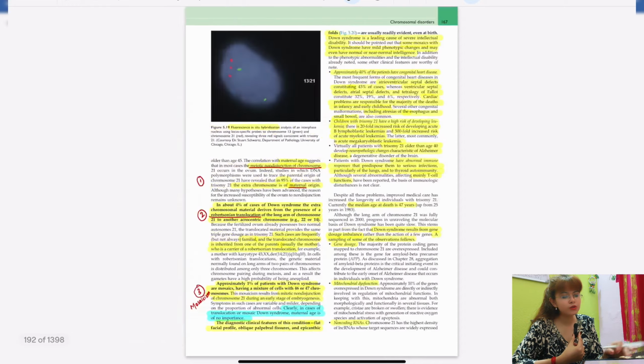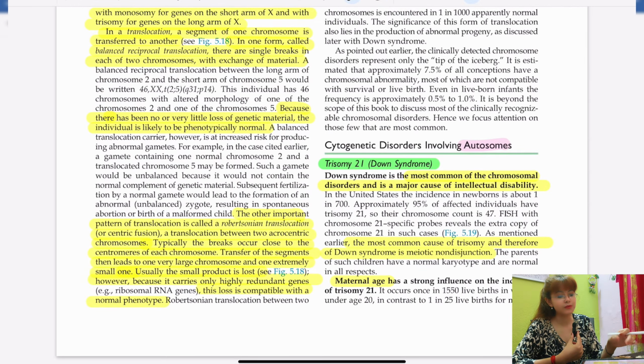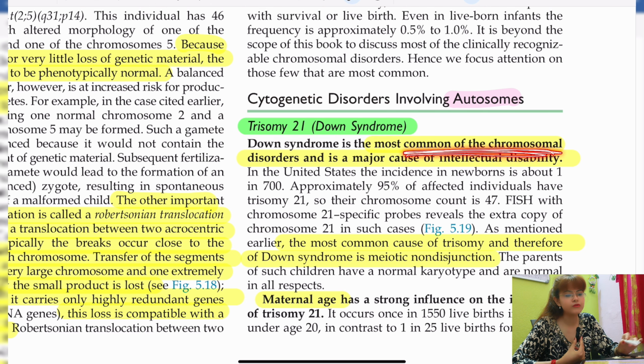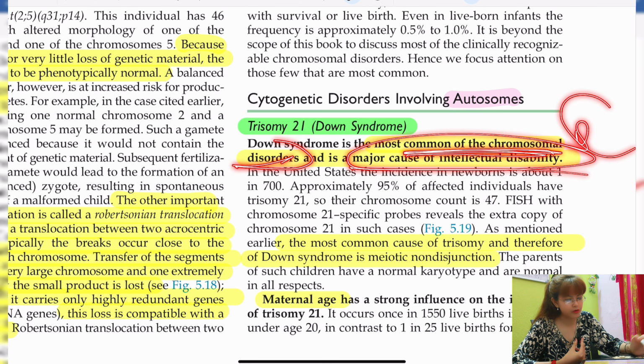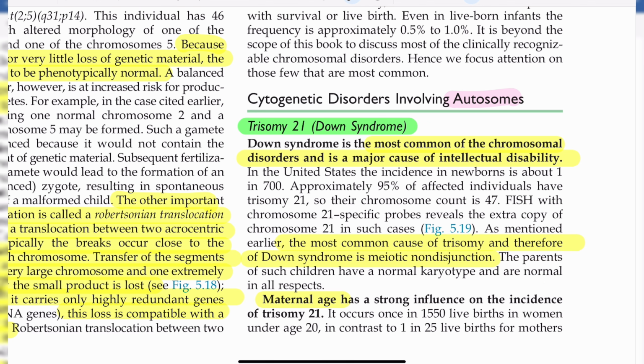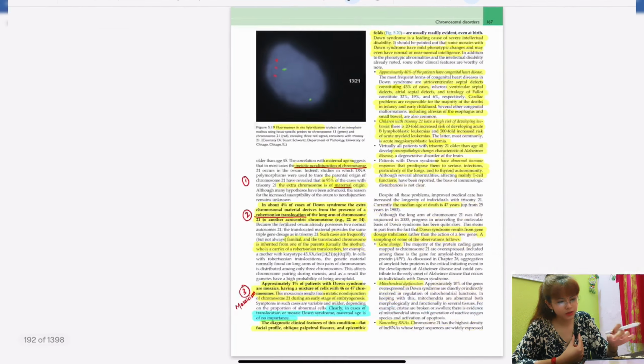Now we'll just go through these points very fast because there's nothing to understand here. Again, it is not that concept based, but the points are really important. So just read this with me: trisomy 21 or Down syndrome is the most common of the chromosomal disorders. It's a major cause of intellectual disability. Very important point. The most common cause of trisomy, and therefore Down syndrome, is meiotic non-disjunction. Important: maternal age has an influence on that.